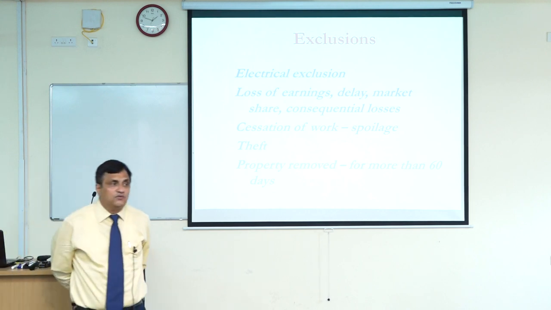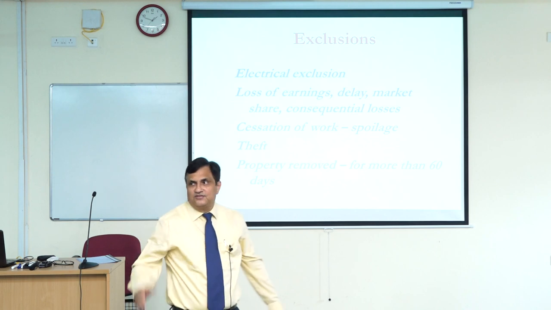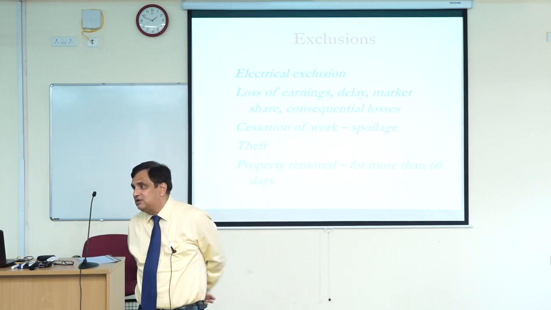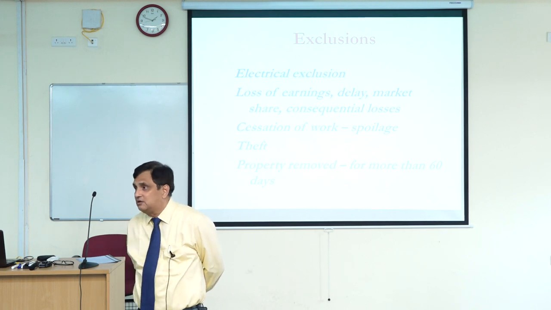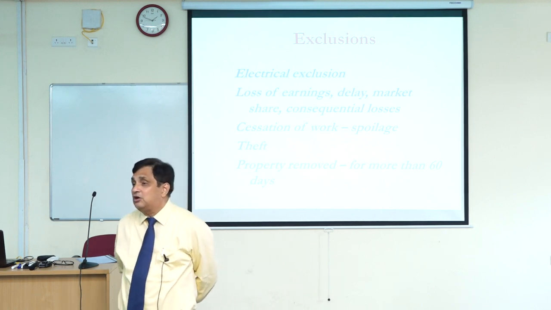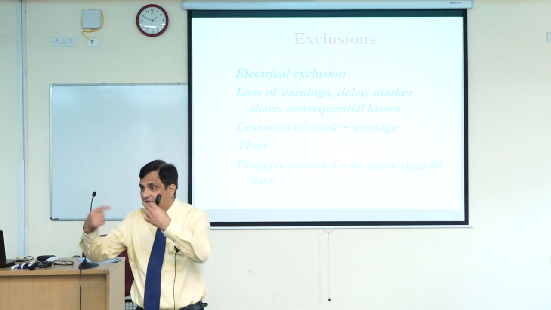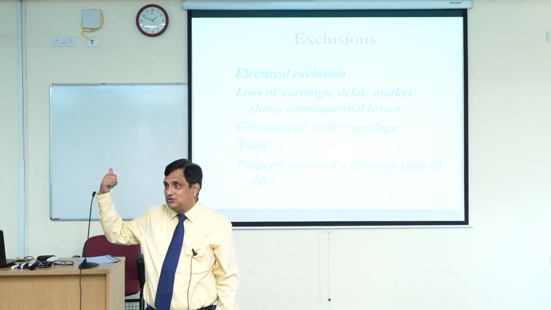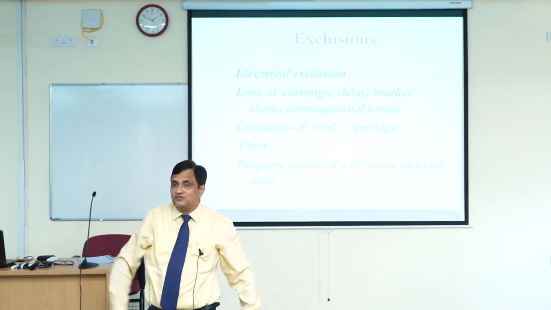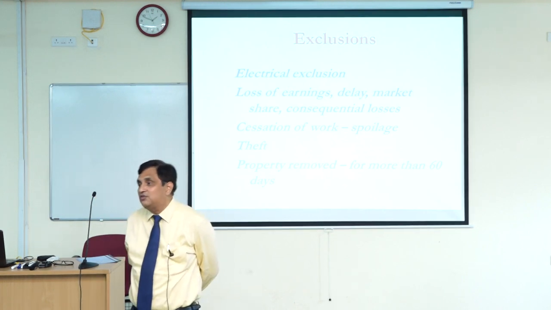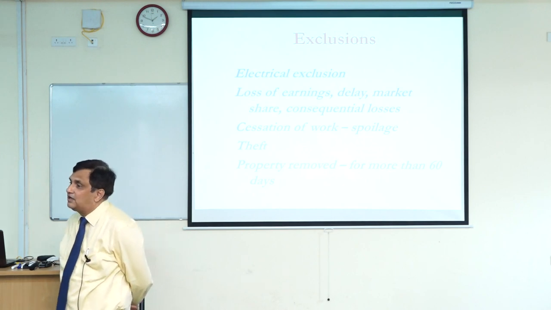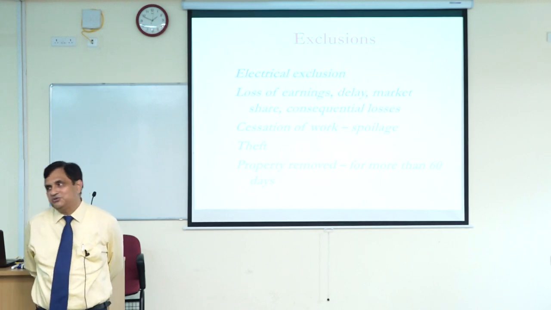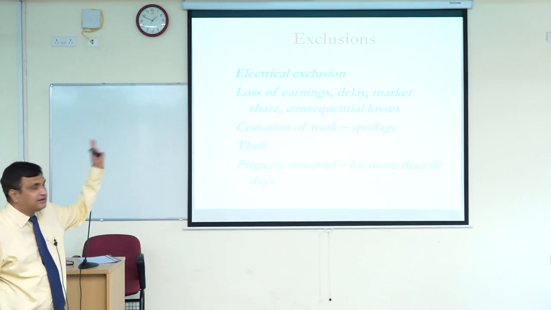So anything because of short circuiting or arcing. The example I gave you is about a tube light, which may not cost much, but imagine if it's a big motor or a big transformer or a big turbine where the fire started, you are not going to pay for that also unless you had covered it under machinery insurance. As far as the standard fire policy is concerned, that is not covered because they are all internal fires of your electrical or mechanical breakdown, which is the subject matter of your machinery insurance. So that is called an electrical exclusion.